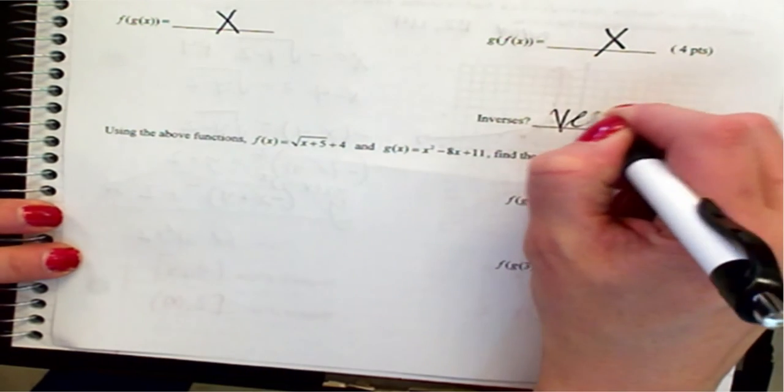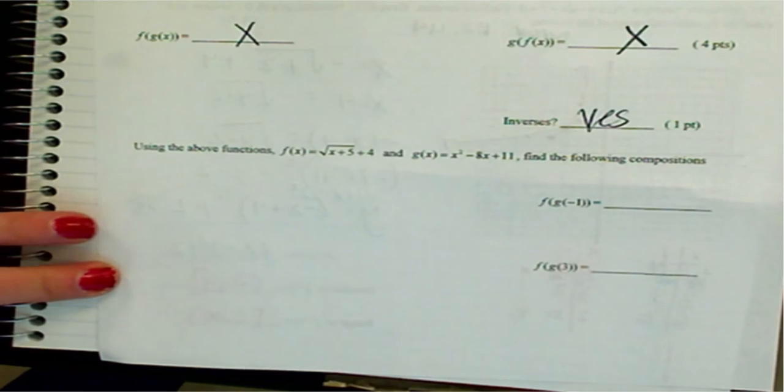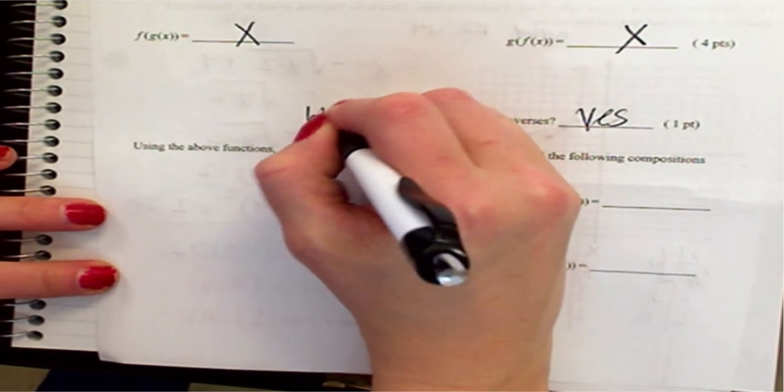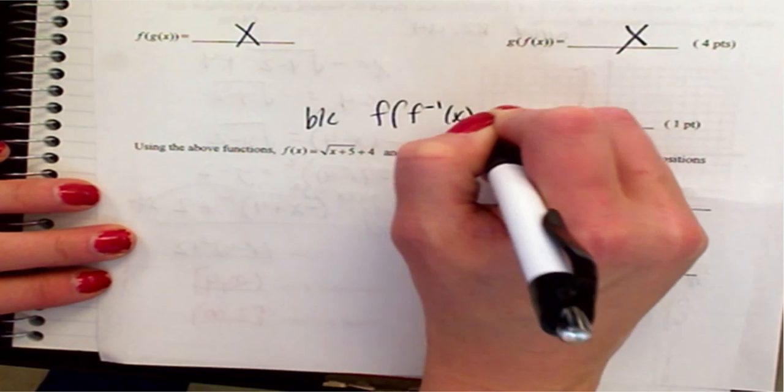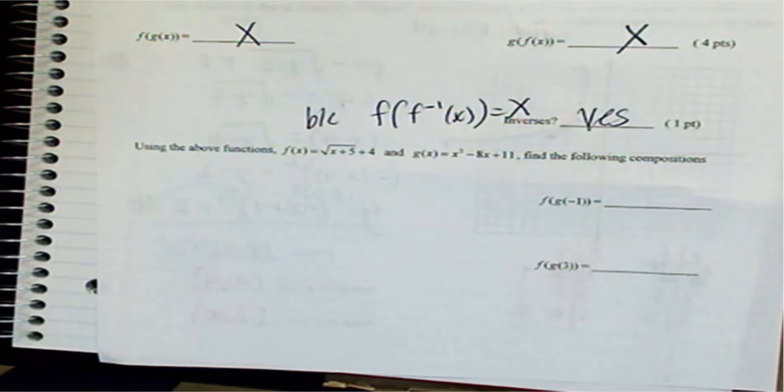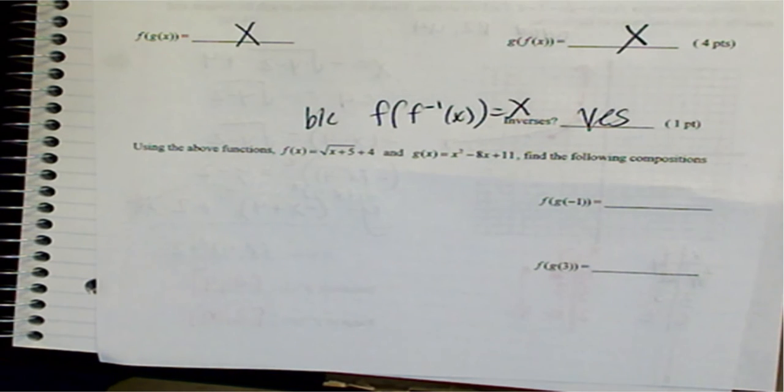Answer is yes. Why is the answer yes? Because they balance out. Because the composition equals x. Guys, this is called an algebraic proof. Not a two-column proof from geometry, an algebraic proof where you use the definition and you proved that you got x. That means you prove that f and g are inverses by the definition.